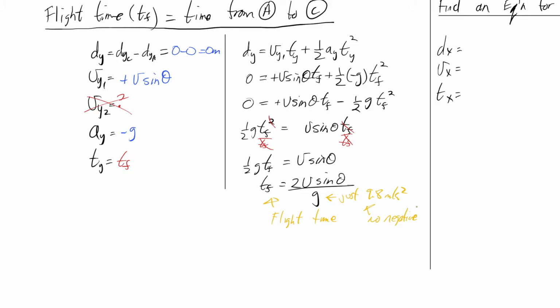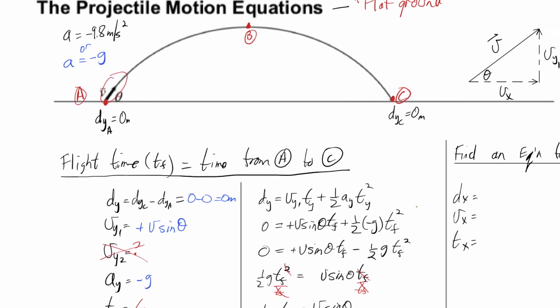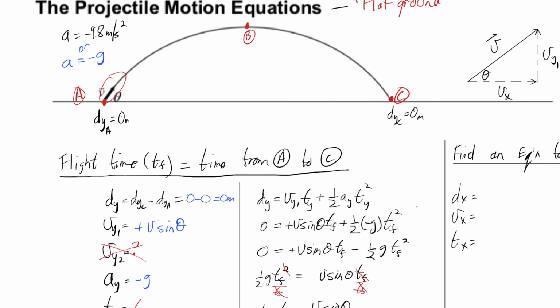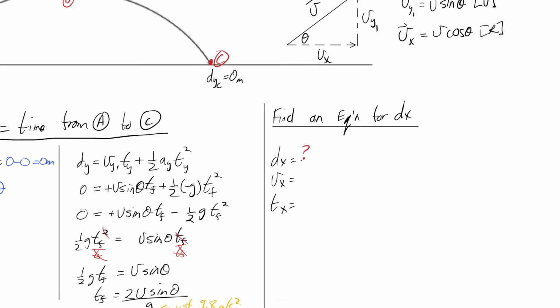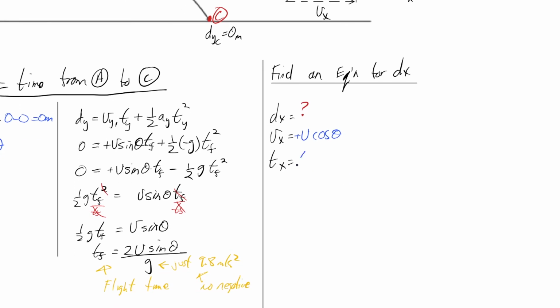Next, we need to figure out the range. Okay, so the range is the displacement along the x. And since we're assuming no air resistance, we can assume constant motion. So the dx is what we're looking for. Our vx is equal to our positive v cos theta. And our tx is actually equal to our flight time, which is equal to our new fancy pants formula, 2v sine theta over g. And again, since it's constant motion, we use the constant motion equation, which is dx is equal to vx times tx.